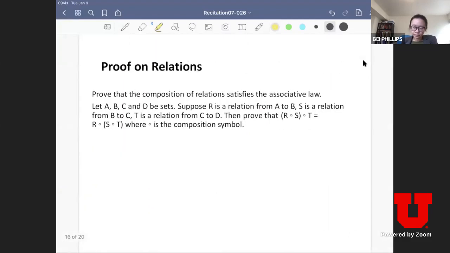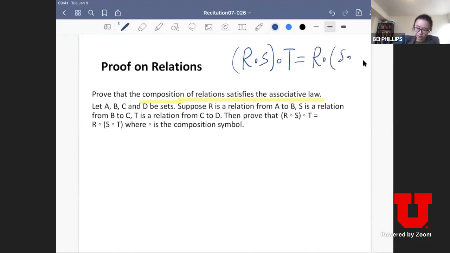All right. We're going to end today's recitation with a slightly hard problem. It's related to the composition of relations. So we want to prove that the composition of relations satisfies the associative law. What does that mean? That means we want to show that if I have a pair of relations R and S composed together first, it is equal to R composed with the result of the second and the third. This is what we want to show.